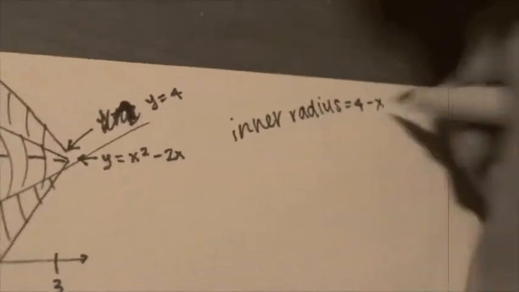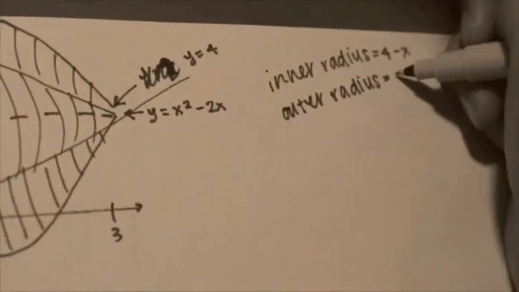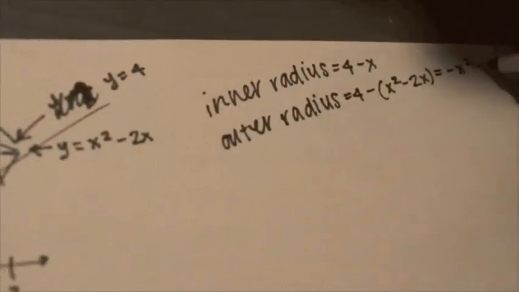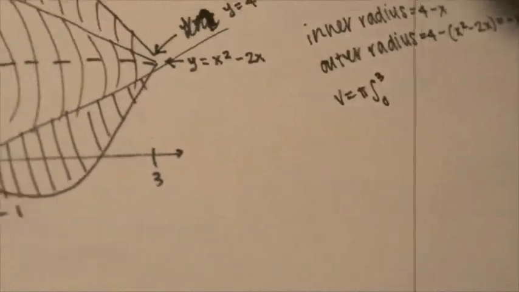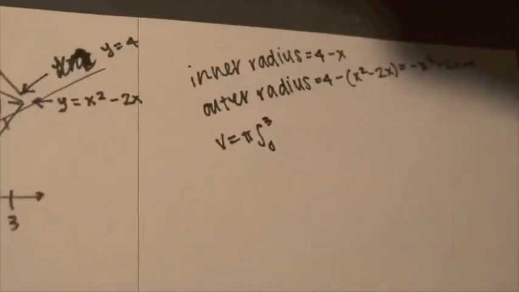Lastly, we find the volume of the transmission station. This volume has an inner radius modeled by y equals negative x and an outer radius modeled by y equals x squared plus 2x. This time, the solid is rotated about the line y equals 4.